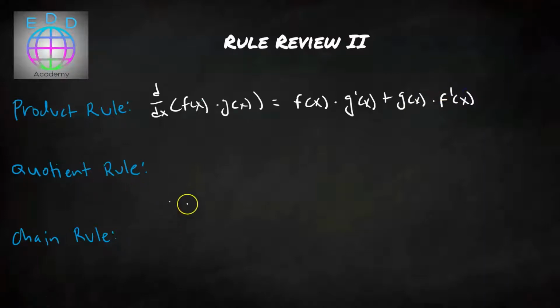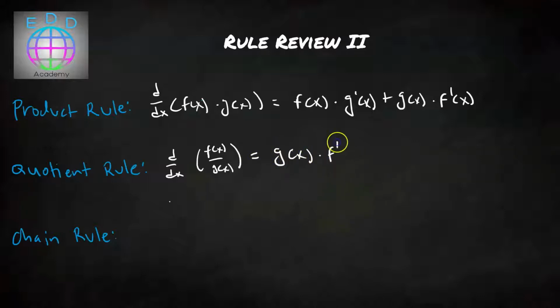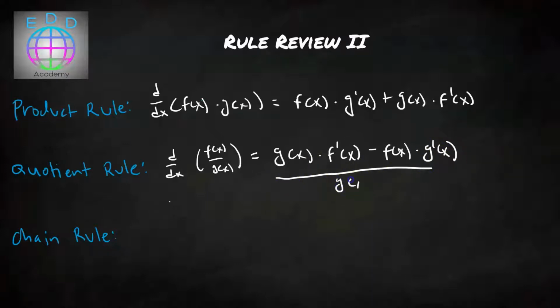Its pair rule, the quotient rule, says that given a quotient of two functions, f of x and g of x, then their derivative is g of x times the derivative of f of x minus f of x times the derivative of g of x, all over g of x squared. And finally, the chain rule.